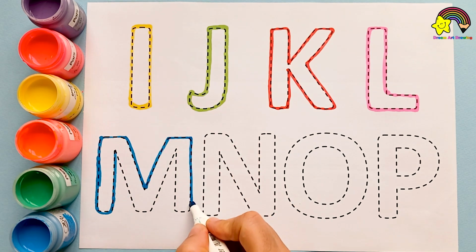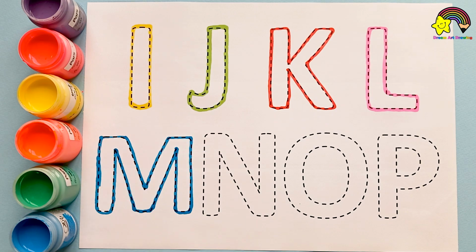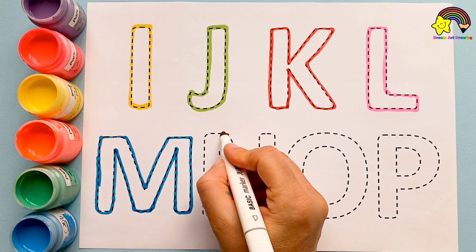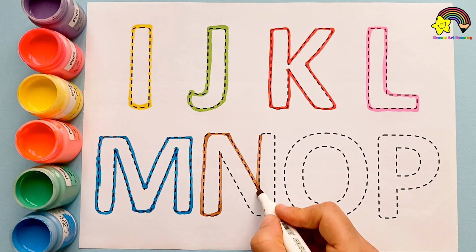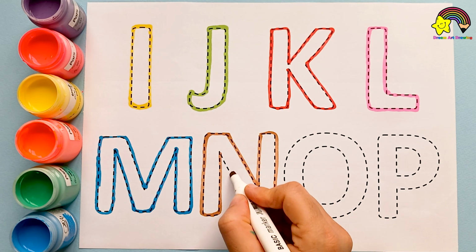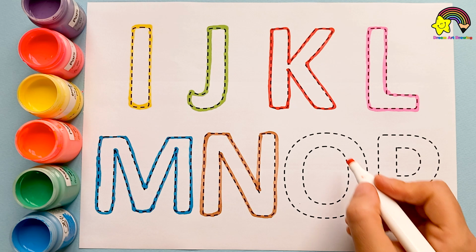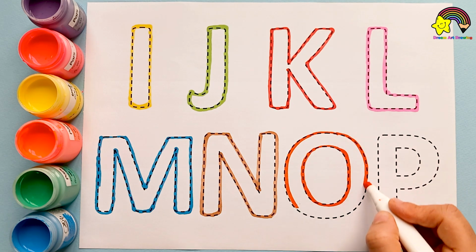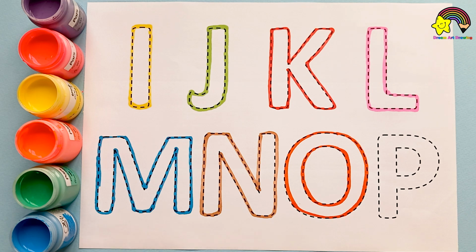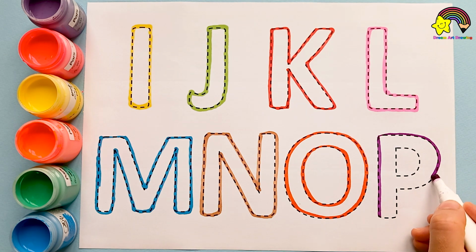M for moon. Brown color. N for nut. Orange color. O for orange. Purple color. P for panda.